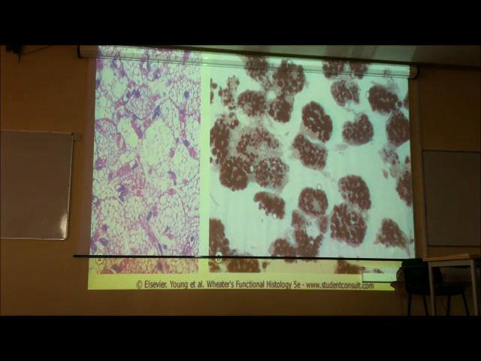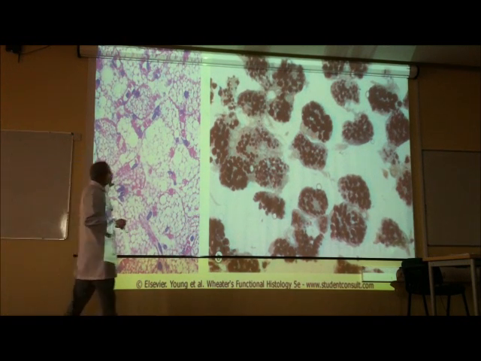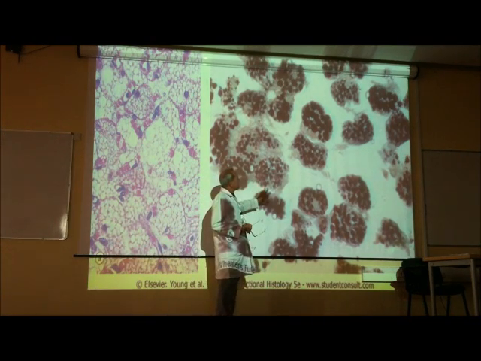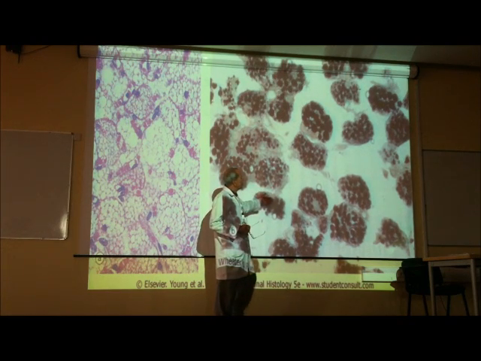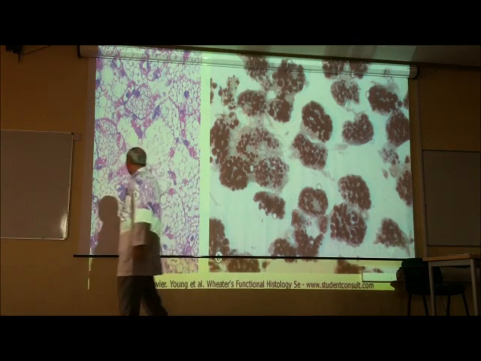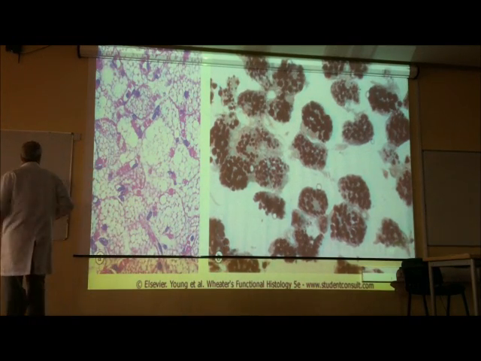Okay. Forget about this, but I will explain it. These are the brown adipose tissue cells, and the same cells were stained by a stain specific to lipid. So the lipid droplets took a black color. But forget about this and don't forget this.